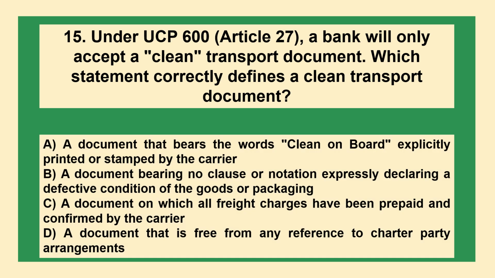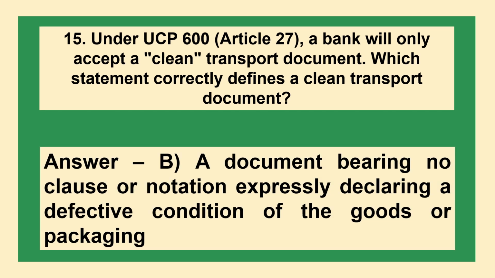Under UCP 600 Article 27, a bank will only accept a clean transport document. Which statement correctly defines a clean transport document? Option A, a document that bears the words clean on board explicitly printed or stamped by the carrier. Option B, a document bearing no clause or notation expressly declaring a defective condition of the goods or packaging. C, a document on which all the freight charges have been prepaid and confirmed by the carrier. D, a document that is free from any reference to charter party arrangements. The answer is option B, a document bearing no clause or notation expressly declaring a defective condition of the goods or packaging.